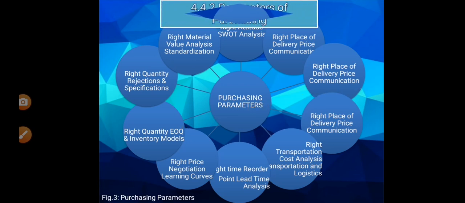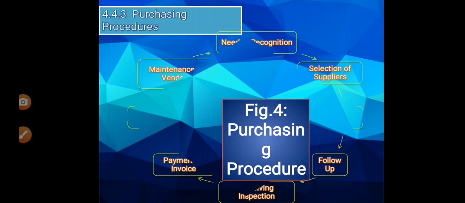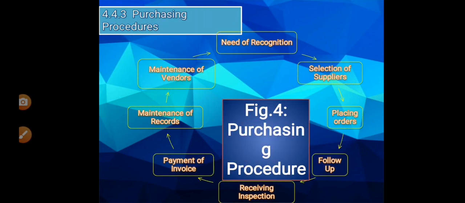Now let's go to the purchasing procedure. The procedure describes the sequence of steps leading to the completion of an identified specific task. So the purchasing procedure comprises the following steps as indicated in figure 4.4.